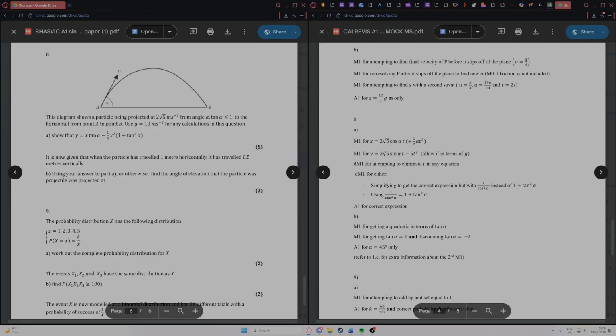because you're going to get a solution that's, sorry, no, this is wrong. It's going to give you a solution of tan alpha equals 1 and a solution of tan alpha equals 3. And you have to discount tan alpha equals 3 because it says here tan alpha is less than or equal to 1. So that's going to give you tan alpha equals 1, which is alpha equals 45 degrees only.